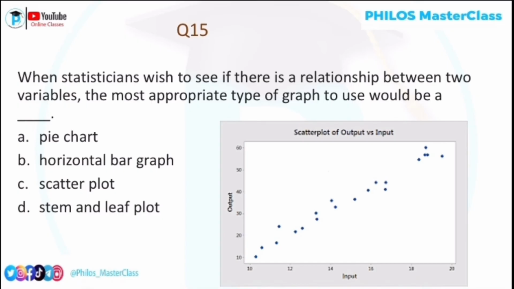They both vary. They are not constant. They are variables. Input can vary. Output can also vary. So I want to study the relationship between those two variables. So this is a positive relationship, upward movement. You see that? So it is a scatter plot that we use. Option C. Is that clear? Okay, so let's proceed to the next question.